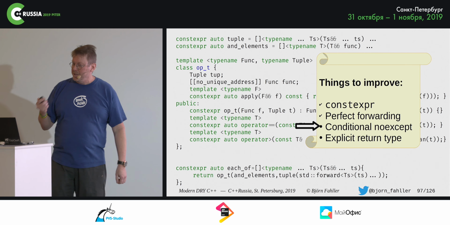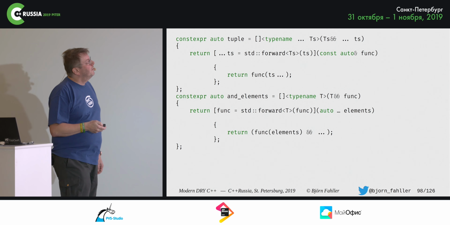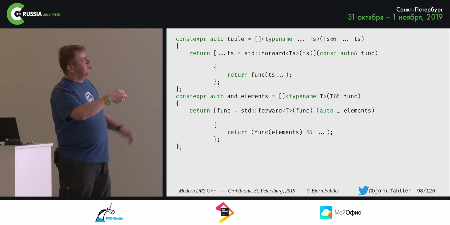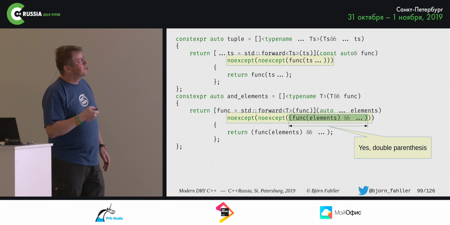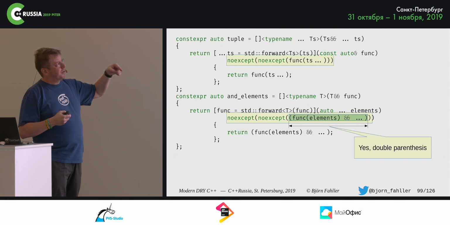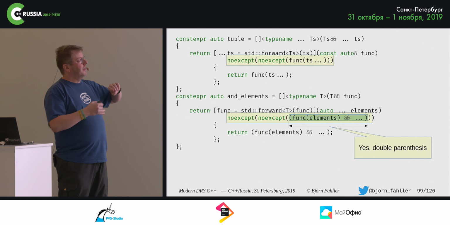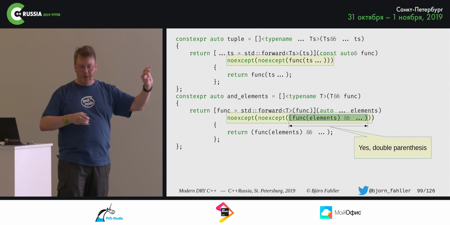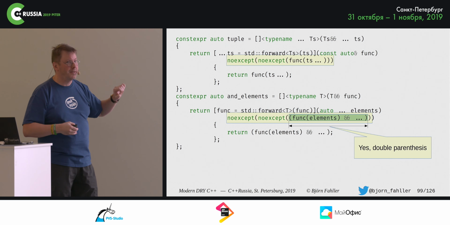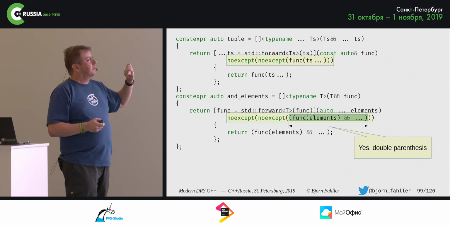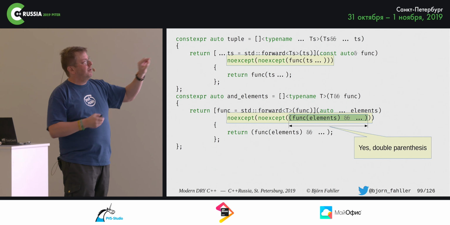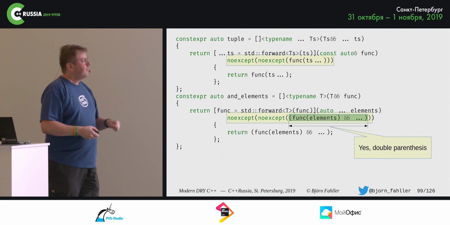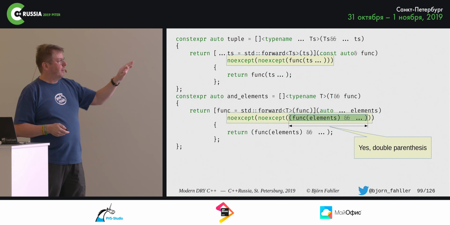But that was that. Okay, conditional noexcept. So what we do is we say that this lambda is noexcept if the expression is noexcept. So we do like that: noexcept of func of ts. The outer noexcept takes a boolean and says this function is noexcept true or false. The inner noexcept is a predicate, which then checks is the call of func of ts noexcept, true or false. And the same with the func of elements.